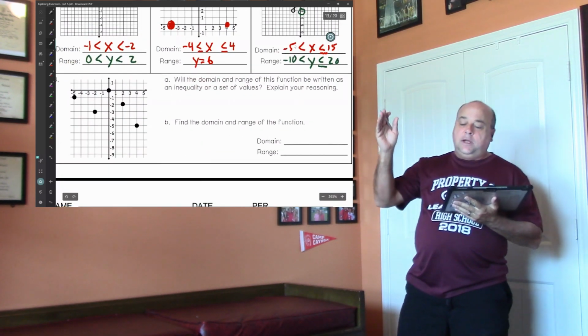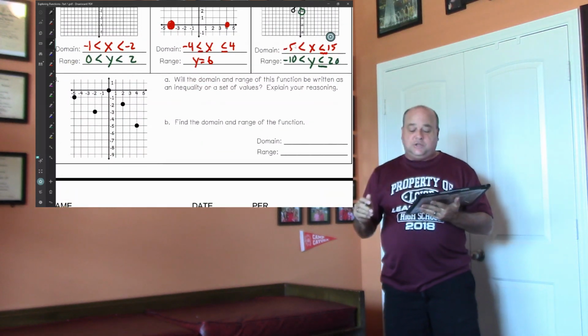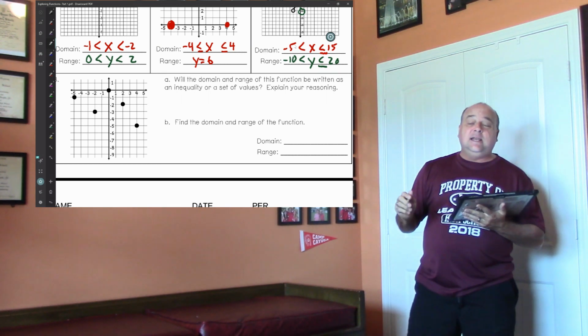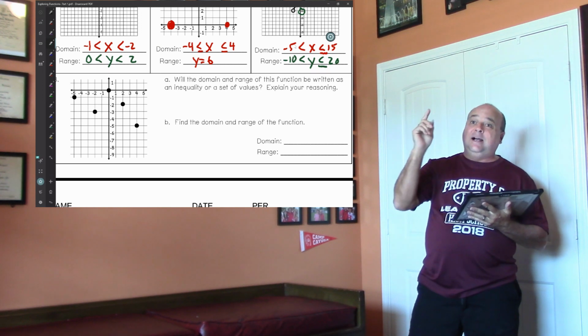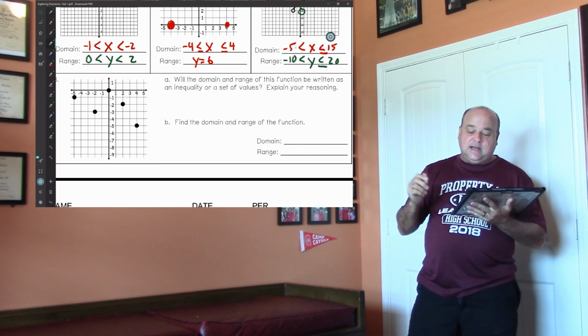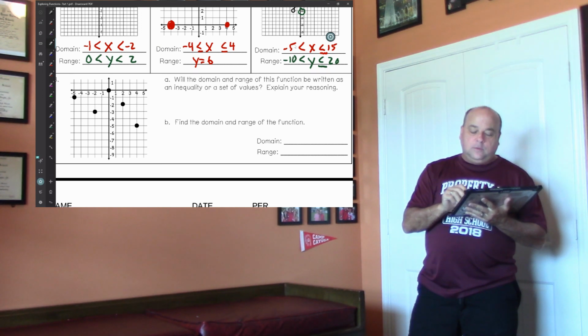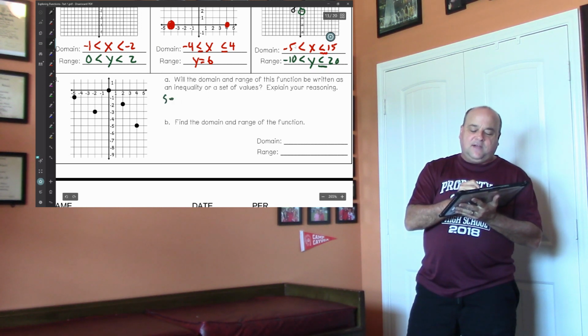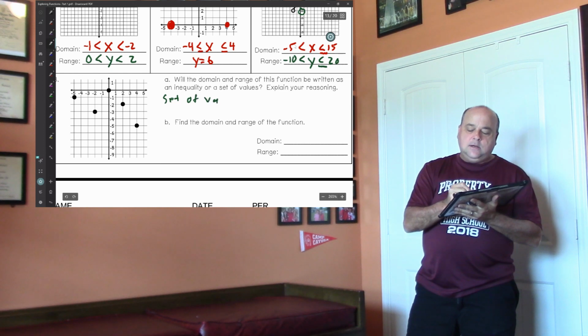Now then, on this one, this is not continuous, it's discrete. So we're just going to write down the numbers. We're not going to use the inequalities here because it's not continuous. It does not include them all. Will the domain and range of this function be an inequality or a set of values? It will be a set of values. The reason is the function is discrete.